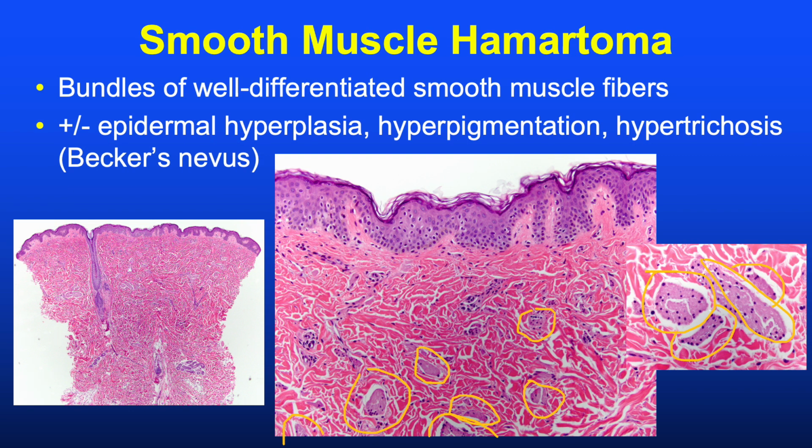Histologically, we see an increased number of bundles or fascicles of well-differentiated smooth muscle fibers that look essentially identical to the muscle of hair erection, the erector pili muscle associated with hair follicles, centered in the mid-dermis. And there can be variable epidermal and epithelial changes with hyperplasia, hyperpigmentation, and increased hair growth in cases associated with Becker's nevus.